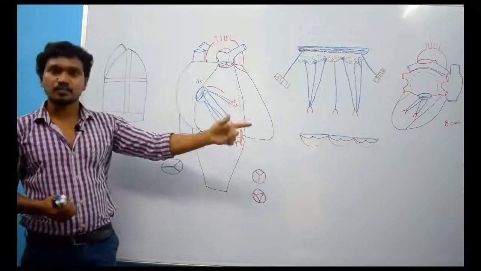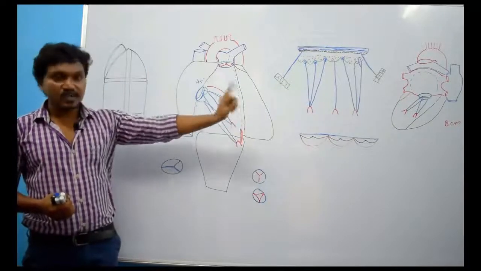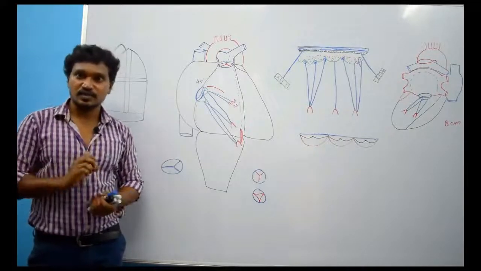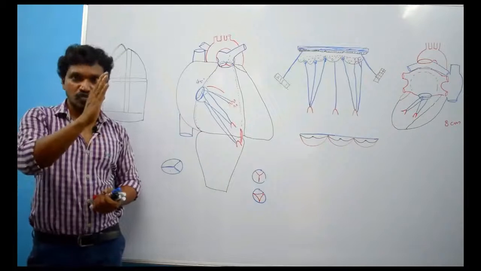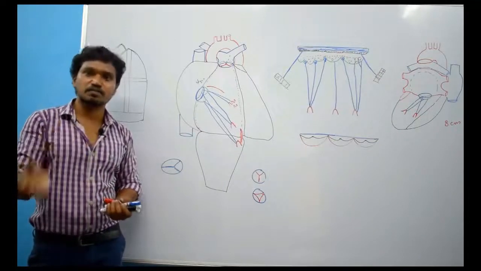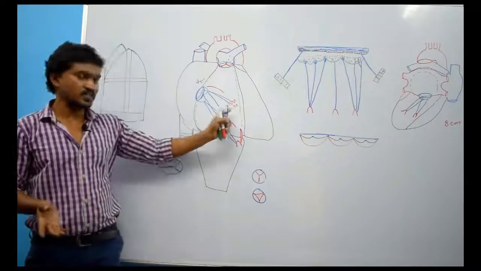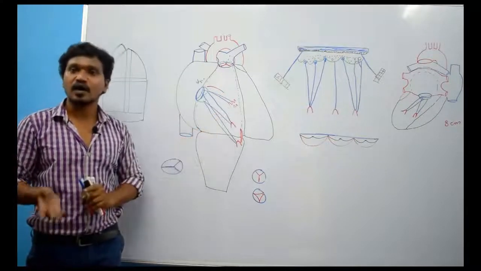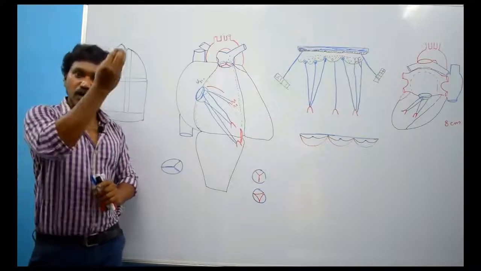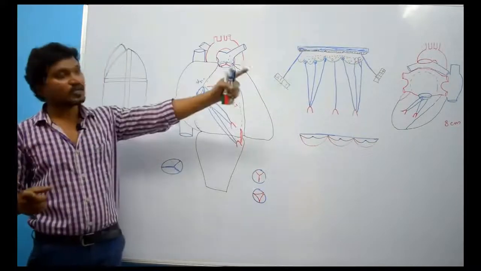Then in case of the left side also there will be 2 structures, a rough inflowing part and a smooth outflowing part. The rough inflowing part is made up of many muscular ridges, bridges and pillars. Same as the structure on the right side. Then the outflowing part is smooth. This outflowing part outflows into the aorta.